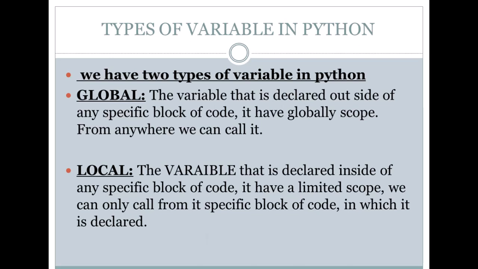So the local variable here, the local variable that is declared inside of any specific block of code, has a limited scope. We can only call it from the specific block of code in which it is declared. You can't just declare it on line one and call it from the if statement, no. Or declare it in the if statement and call it on line one, no. You have to call the variable inside that particular block of code where you actually declared it.